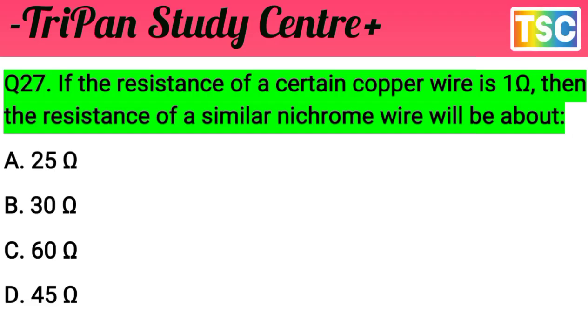Now the next question arrives, that's important. If the resistance of a certain copper wire is 1 ohm, then the resistance of a similar nichrome wire will be about: A, 25 ohm; B, 30 ohm; C, 60 ohm; D, 45 ohm. The question is clear.